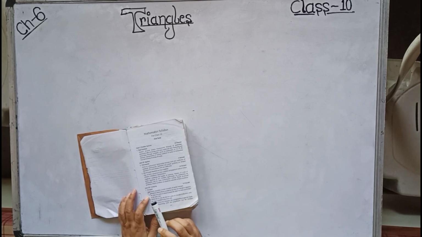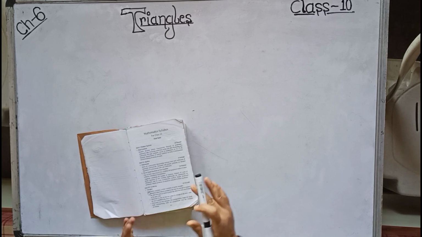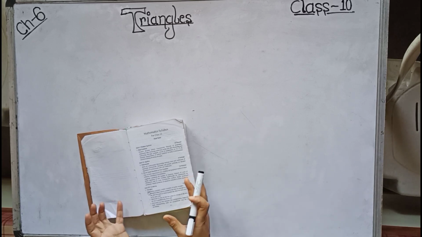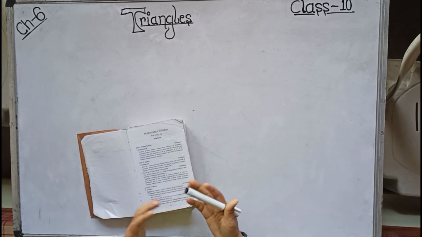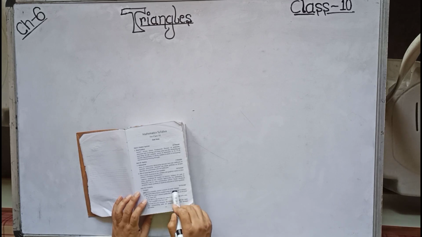Now number 1, prove. Whenever it is written prove, it means the proof of that theorem we have to do. It is a theorem whose proof is there in the syllabus. Now let us read it. If a line is drawn parallel to one side of a triangle to intersect the other 2 sides in distinct points, the other 2 sides are divided in the same ratio. This is also called Thales theorem or BPT theorem, and this is a very important theorem of this chapter.